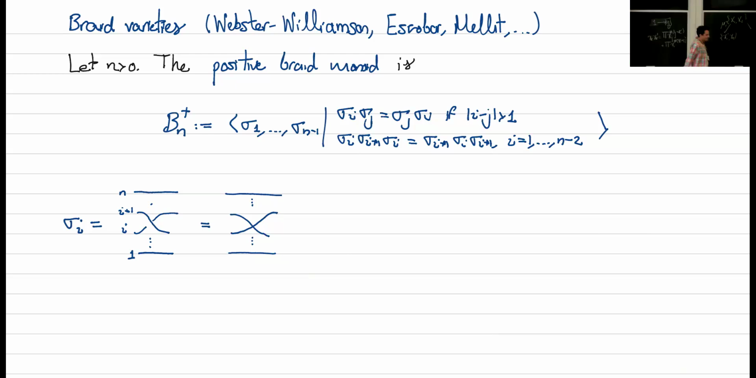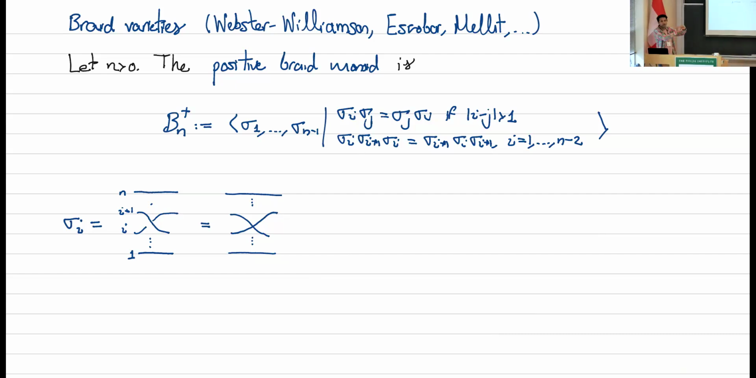To define braid varieties, first I need to define what a braid is. I will just define the positive braid monoid. This is the monoid with generators sigma_1 up to sigma_{n-1}, the positive braid monoid with n strands, that satisfy these braid relations. So sigma_i sigma_j is equal to sigma_j sigma_i when i and j are far from each other, and sigma_{i+1} sigma_i sigma_{i+1} is equal to sigma_i sigma_{i+1} sigma_i. I will draw these relations in a second.